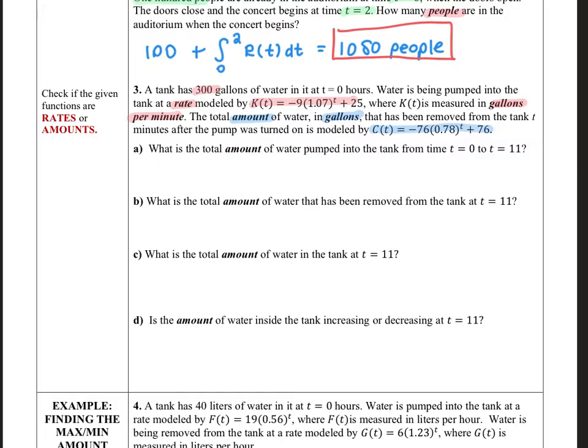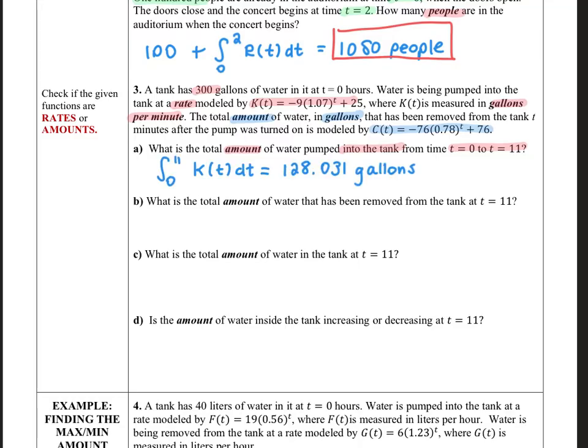So K is already at that first derivative, but C is that original function. So just check to make sure if your functions are rates or amounts, and here I've got one of each. Part A is asking for the amount that is pumped into the tank from t equals 0 to t equals 11. Because my water being pumped in is a rate, the K is a rate, gallons per minute, I know that I'm going to do an integral to get that back to gallons.